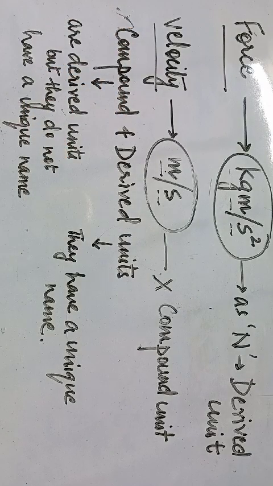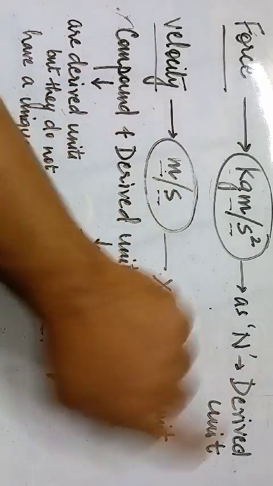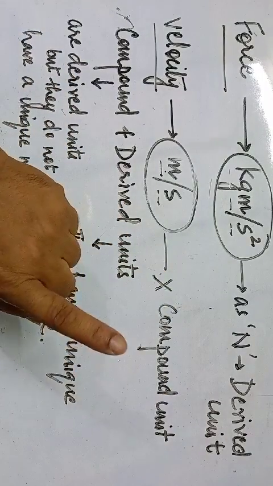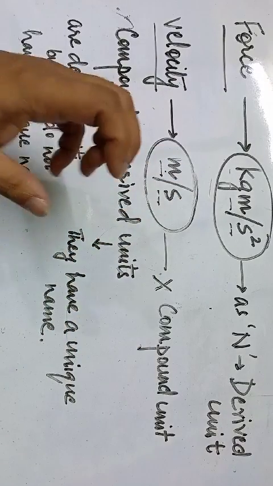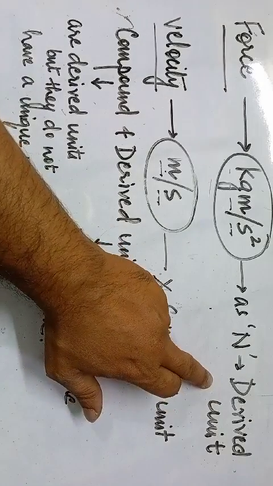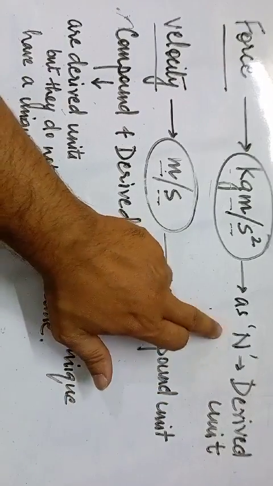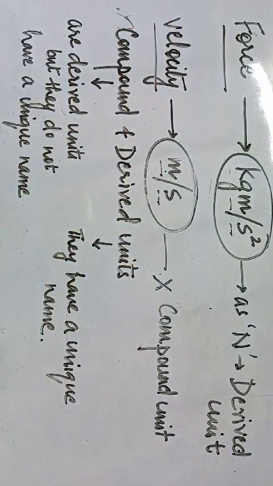Okay, but when you are asked the difference between a compound unit and a derived unit, then you will say that a compound unit will not have a unique name attached to it, whereas a derived unit will have a specific name, and usually that name is behind the name of a particular scientist, whoever may have worked upon it.